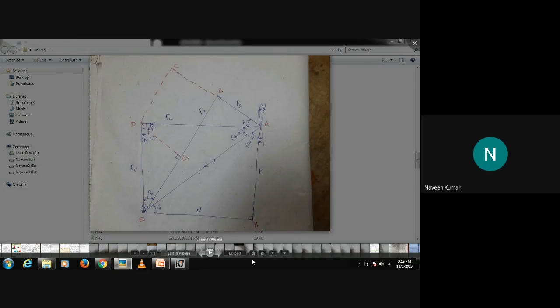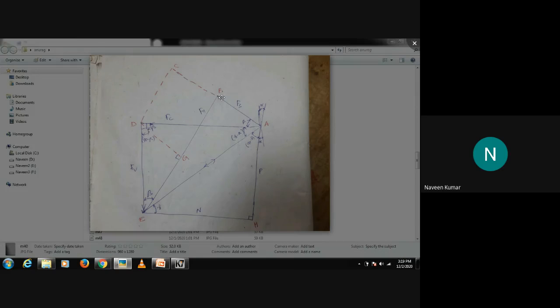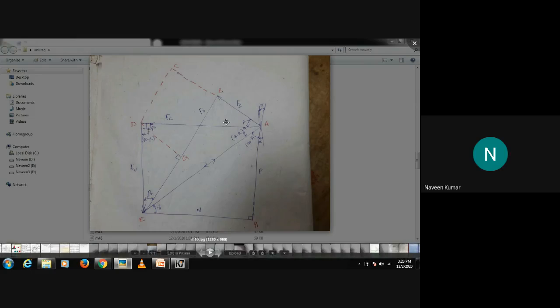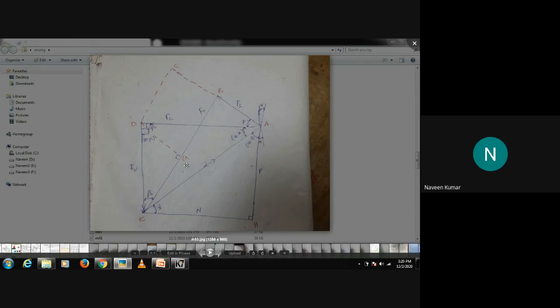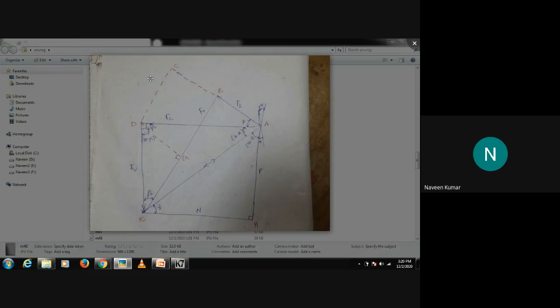Next, GB and CD are parallel to each other, and both are equal. Now look here. This is gamma. And we know that Fc and Fv are at 90 degrees. We know AC and DG are parallel to each other, and AD is the connecting line of these two parallel lines.